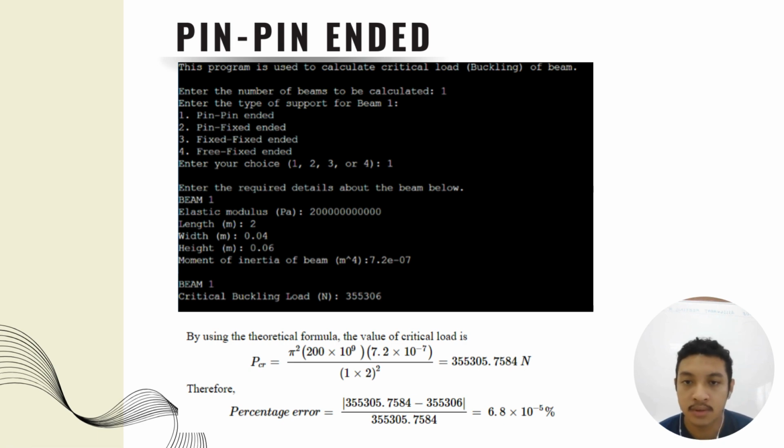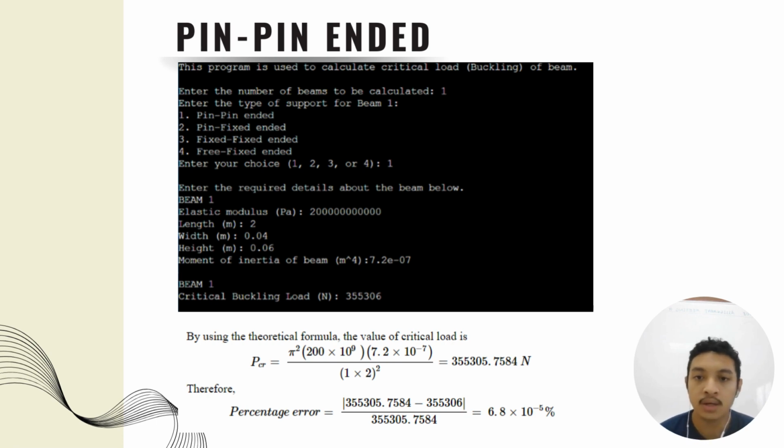So for the first, enter the number of beams to be calculated, which is 1. Enter the type of support for beam 1. So now we choose number 1, the pin ended beam. For the elastic modulus, we choose 200 gigapascal. The length of the beam is 2 meters. The width of the beam is 0.04 meter. And the height is 0.06 meter.